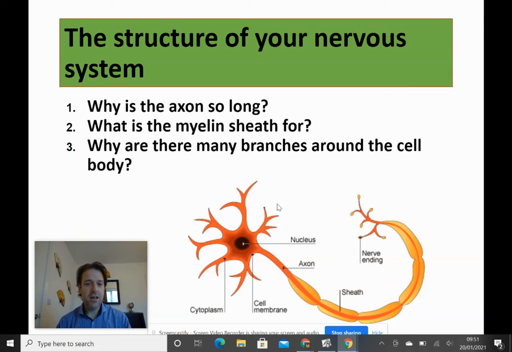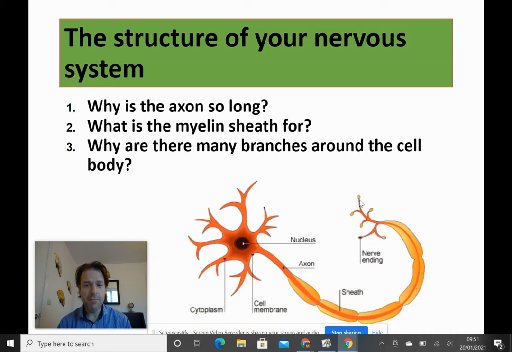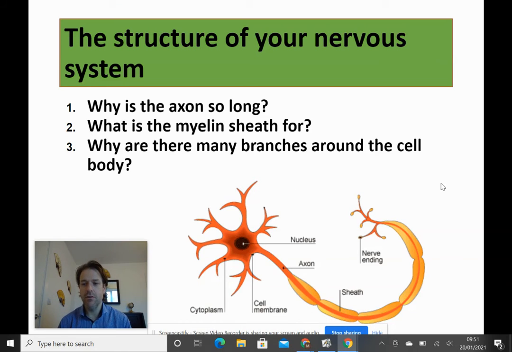Or we might have another neuron where the brain is going, oh, I've just received information that my hand is very, very hot, and it sends a message down your neuron to these nerve endings, to the muscles in your arm to say, let go of that pan. And they cause the muscles to move and you drop the pan. So either way, what this neuron is doing is receiving a message, sending it somewhere else, and then passing it on. So why is the axon so long?